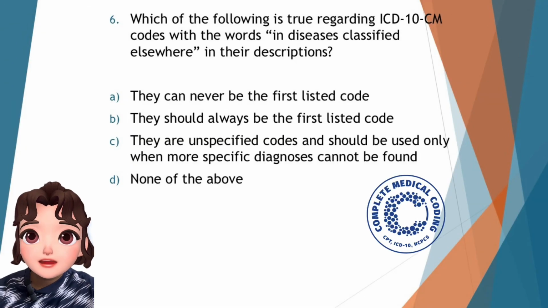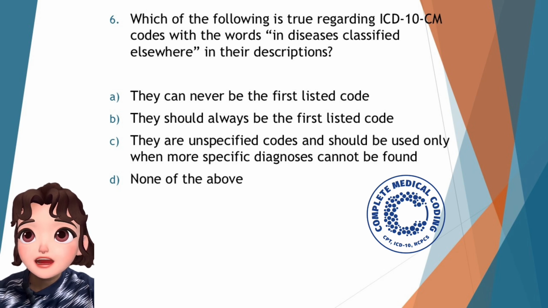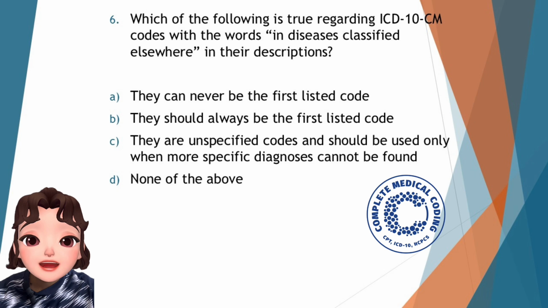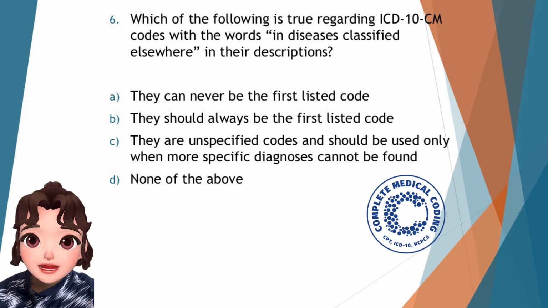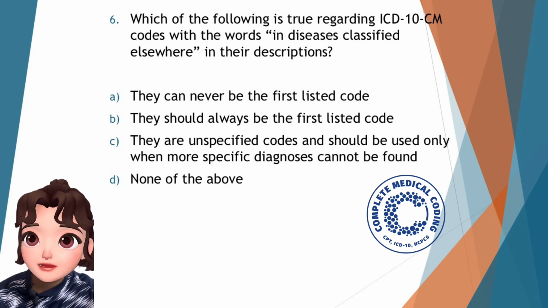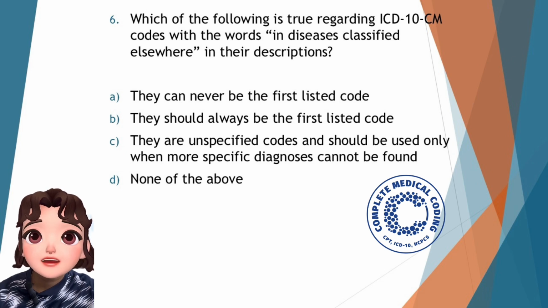Now moving on to the sixth question. Which of the following is true regarding ICD codes with the words "in diseases classified elsewhere" in their descriptions? If you see the ICD book, you will come across this term. So which of the following statements is true with regard to that phrase? Option A, they can never be the first listed code, which is true. We cannot code it as a first listed code. Option B, they should always be the first listed code. No, we cannot code it as a primary code.